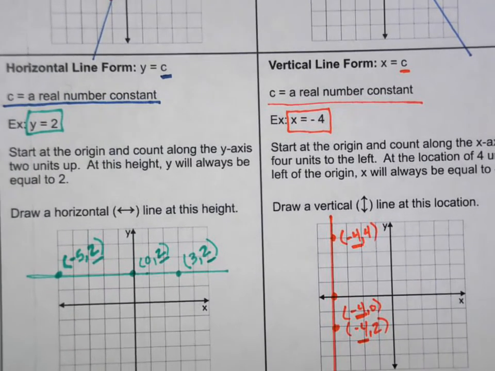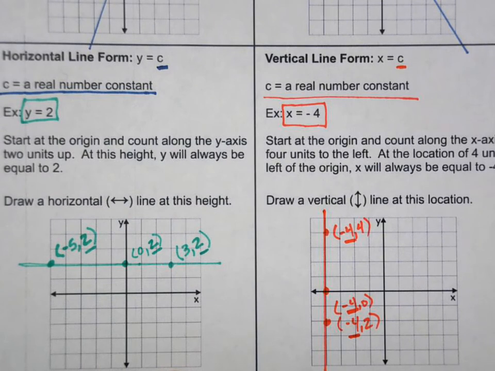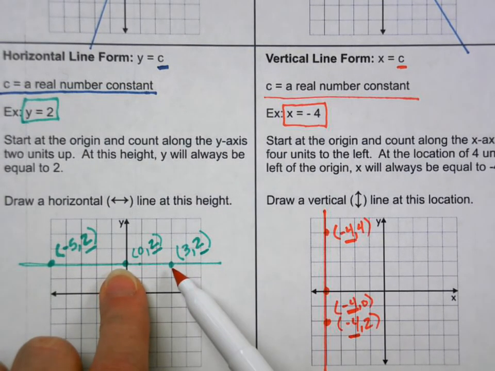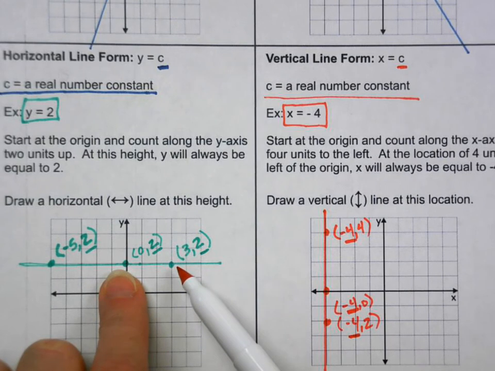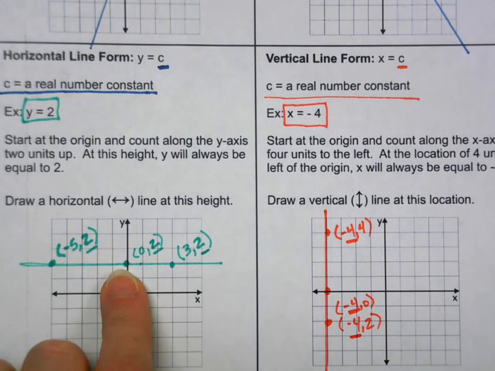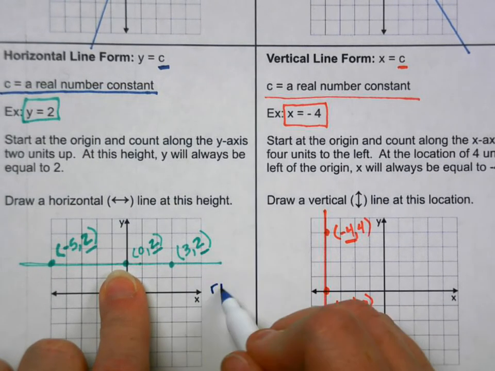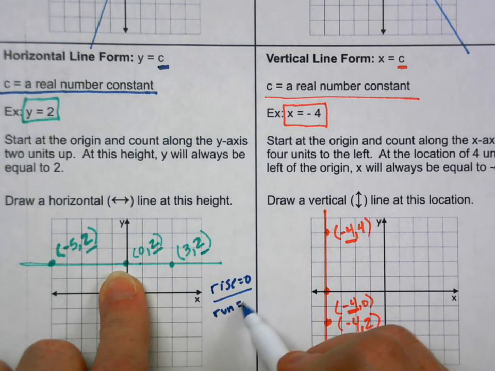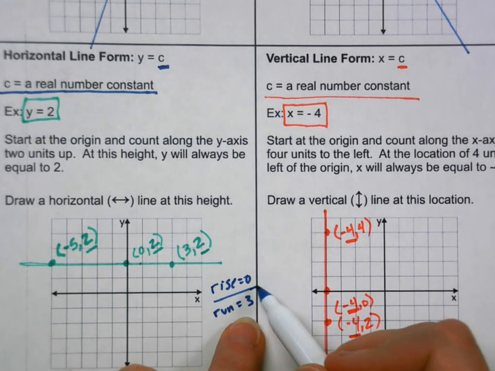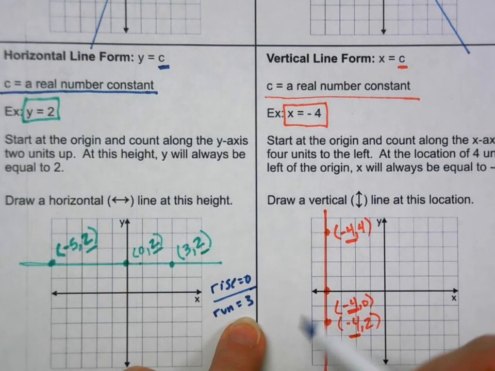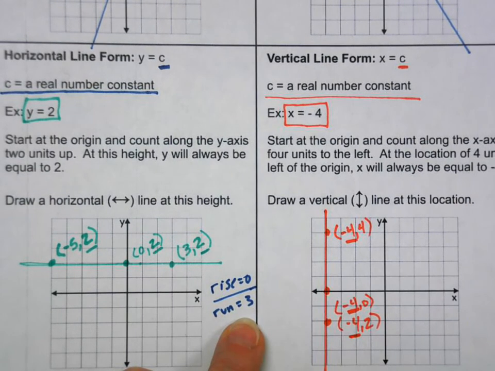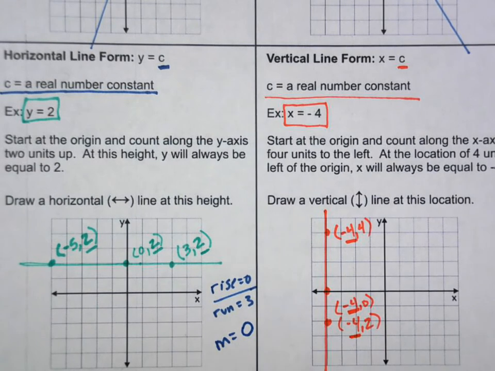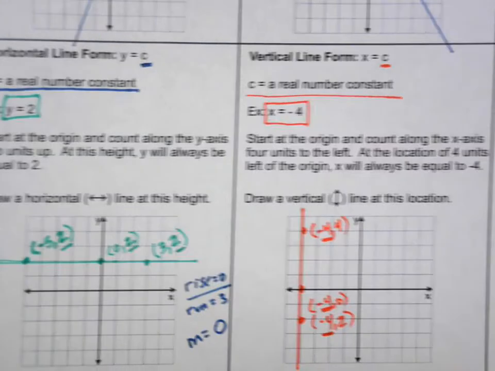So let's recap the slope on these two lines. If I count the slope from this point I plotted to this point on my horizontal line, what would my rise be? 0. And what would my run equal? 3. Does it matter what my run is if my rise is 0? No, because 0 divided by anything is 0. So my slope for a horizontal line is 0.